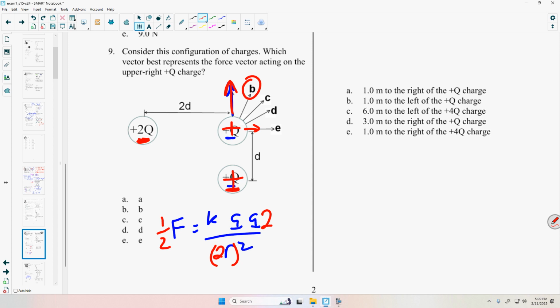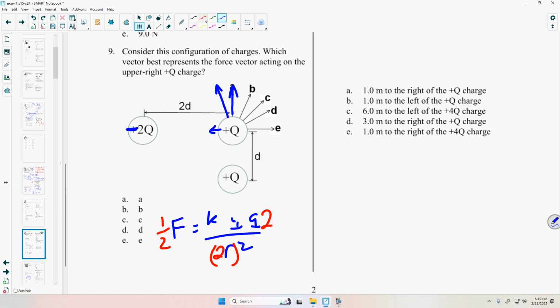So for example, what if this charge was negative? Well, I would have this force right there, and then this force would be in that direction, so the resultant vector would be in that direction if it were negative. Okay? Good question. You'll definitely see one like that. There's one on every exam, so make sure you practice.